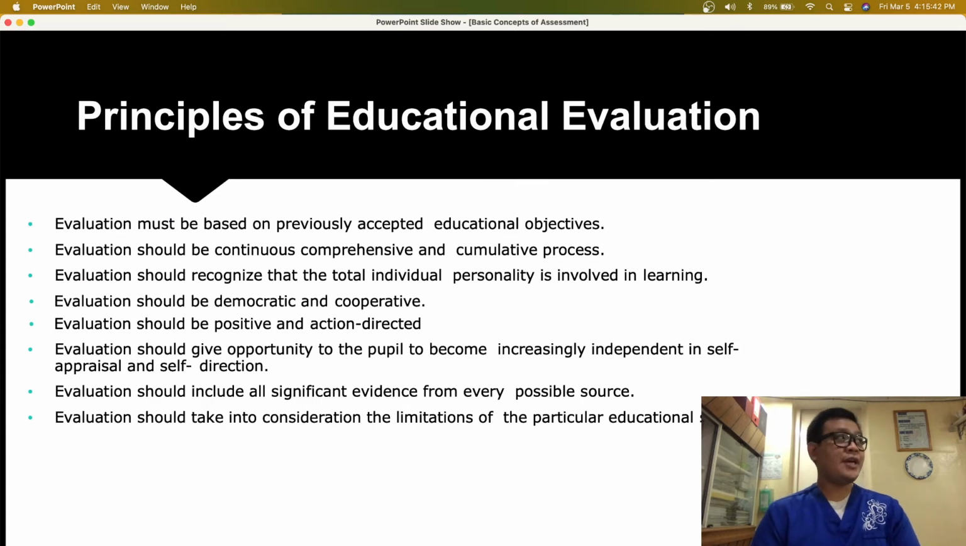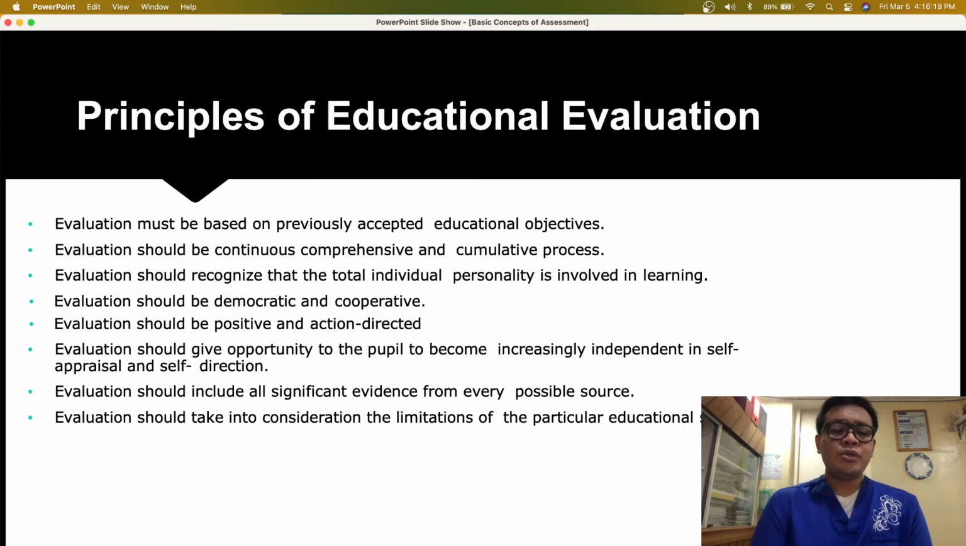So, principles of educational evaluation. Evaluation must be based on previously accepted educational objectives. That means to say that we have to be objective in the things that we are doing as teachers, and evaluation should be a continuous, comprehensive, and cumulative process, because it's not just there. If you're going to talk about evaluation, it's a systematic process that comes with different steps, because before you'll be able to evaluate the student, you have to make sure that there are things that you are going to present first.